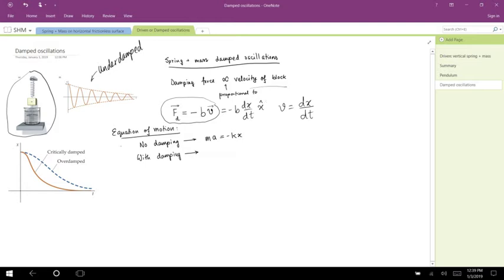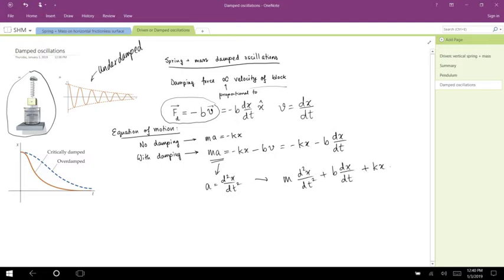Okay, so remember, the equation of motion without damping was just ma equals negative kx, but with damping we now have an additional term, ma equals negative kx negative bv, but that bv can also be written as negative b dx/dt. Alright, so our full differential equation, just a reminder, a is equal to d2x/dt2. So using that, our full differential equation looks like m d2x/dt2 plus b dx/dt plus kx equals 0. Right?